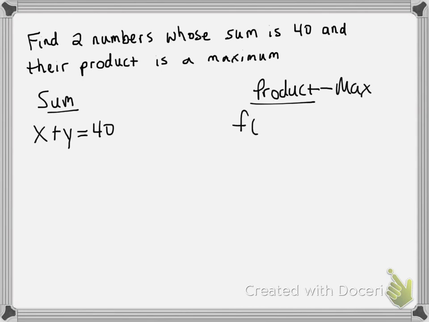So we're going to come up with this function, x times y. Remember, I'm using x and y because I don't know these two numbers. They could be equal to each other. They could be different. I'm not 100% sure yet. We're going to try and figure that out.